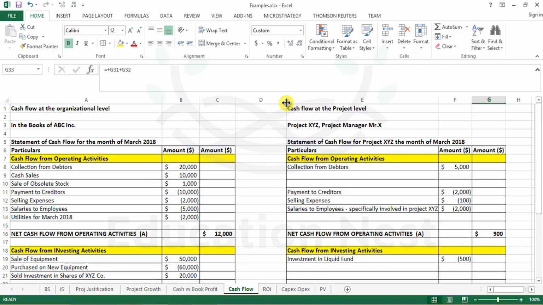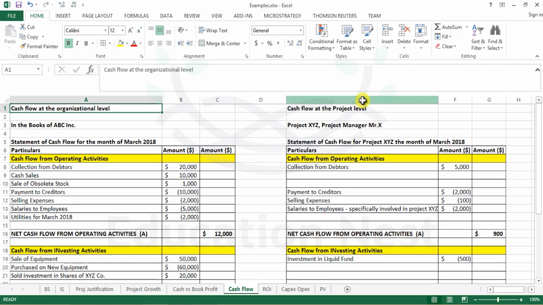The only difference lies in the line items. The one for the organization level is going to be an exclusively detailed one. The one for the project level is going to be relevant only for those items which are incurred for the project. That's it. So this was all with regard to an example on a cash flow statement. I hope with this you have a thorough, clear-cut idea of how cash flow statements are prepared, both at the organization level and at your project level also.